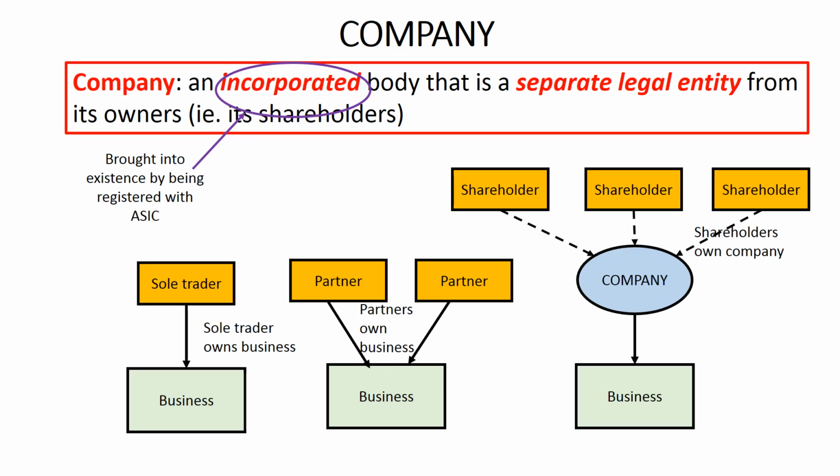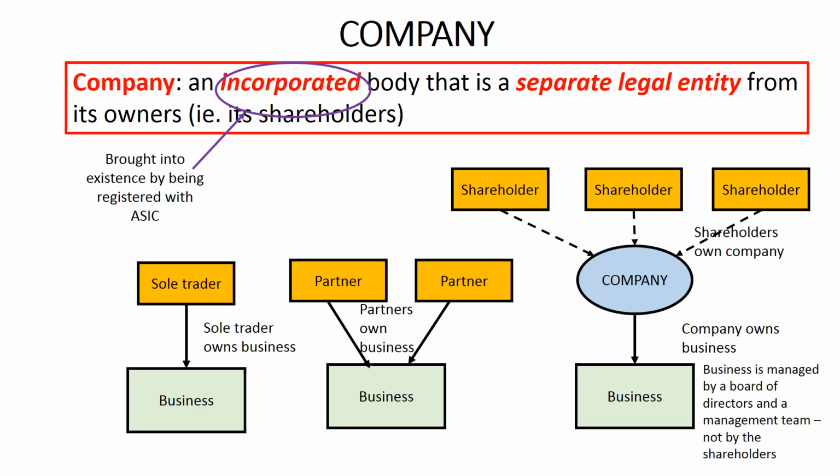And the company owns the assets of the business. The shareholders do not own the assets of the business. They own the company because they hold shares in the company. In addition, a company's business is not managed by the shareholders. Instead, it is managed by a board of directors, which is appointed by the shareholders, and by a management team that is headed by a chief executive officer and is appointed by the board of directors.